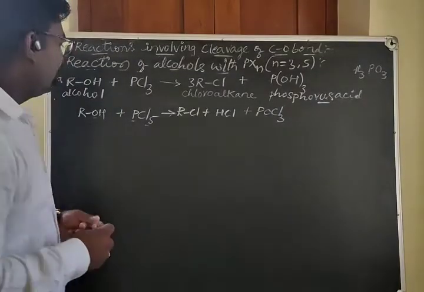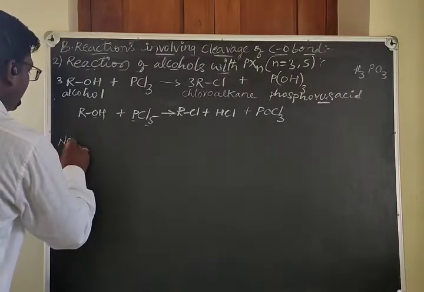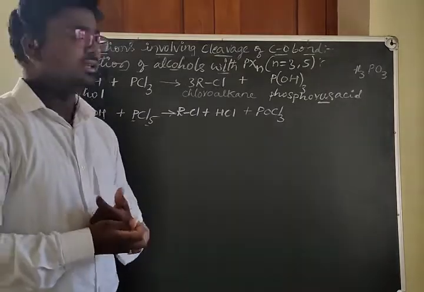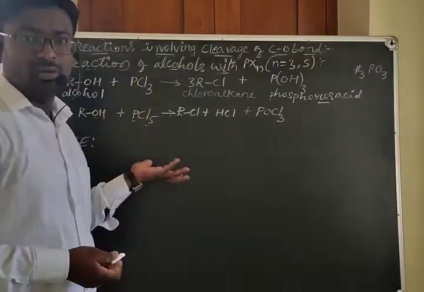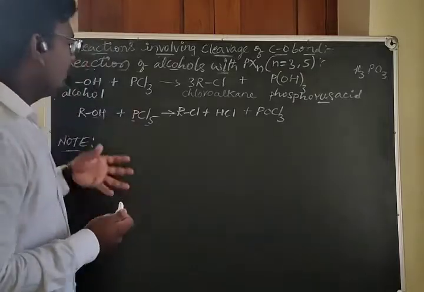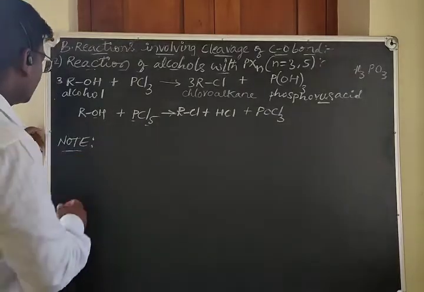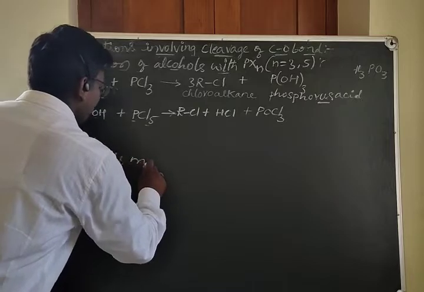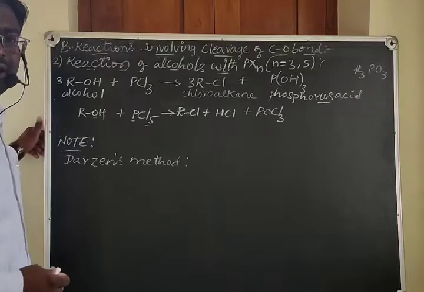And here we have a very important method that is called Darzens' method. It is not included in the NCERT chapter under this topic, but it may be there in the haloalkanes and haloarenes chapter. Now the situation has arisen, so I am telling about Darzens' method. What is Darzens' method? It is the reaction of the alcohols with thionyl chloride.